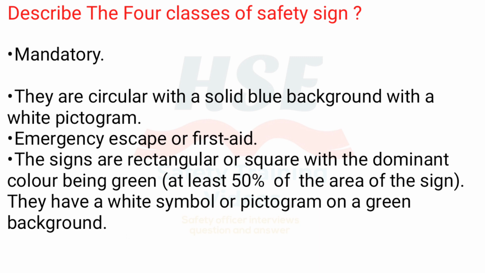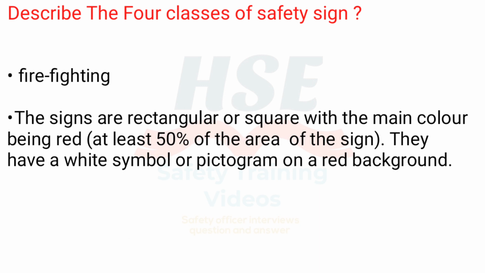Emergency escape or first aid. The signs are rectangular or square with the dominant color being green, at least 50% of the area of the sign. They have a white symbol or pictogram on a green background. And firefighting. The signs are rectangular or square with the main color being red, at least 50% of the area of the sign. They have a white symbol or pictogram on a red background.